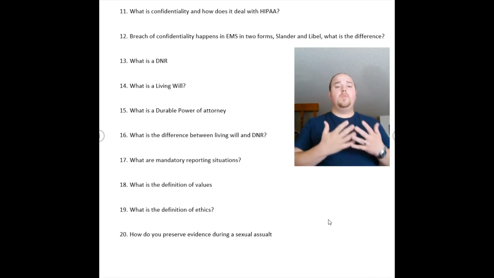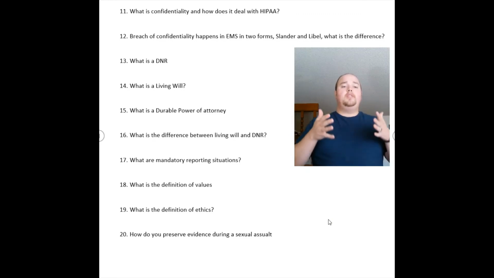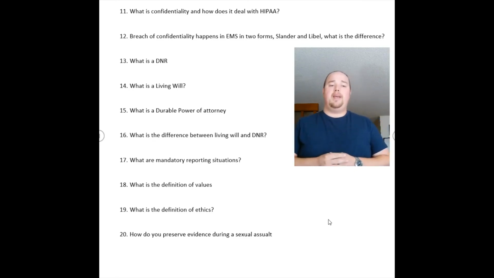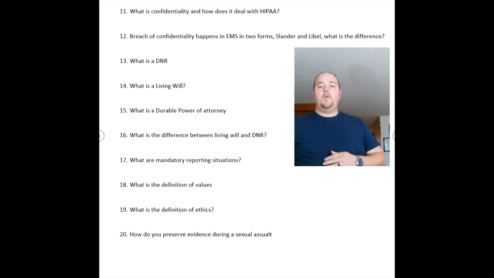A living will is what someone puts in place on what they want to be done for them in the event that they can't make decisions for themselves anymore. And that's a living will. A durable power of attorney, number 15, is someone who is put in place to make that decision for the individual, to enact that living will and make sure those things are happening, and make decisions for them when they can't make decisions anymore. So the difference between a living will and a DNR: living wills are just everything, and DNRs are dealing with resuscitation.